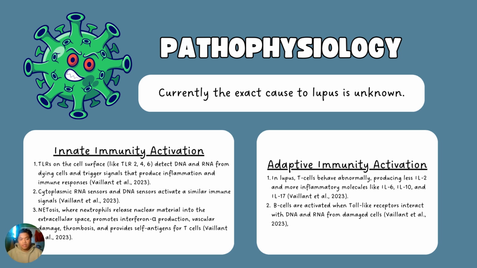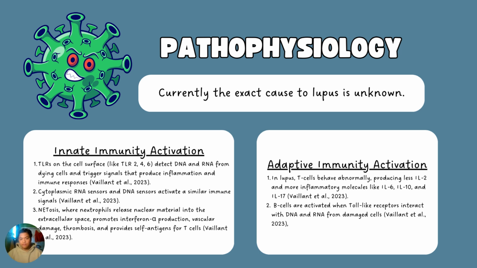Another one is NETosis. This is more involved with phagocytosis. Essentially, neutrophils release nuclear material after absorbing and eating the pathogen, and this will promote interferon alpha again, which is that inflammation. This will also promote vascular damage, thrombosis, and make self antigens for T cells to essentially target.